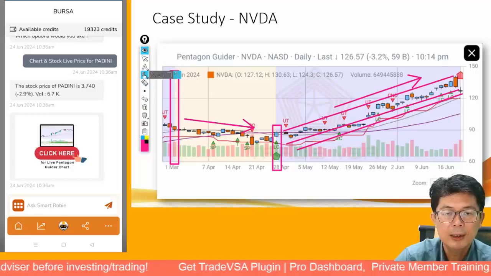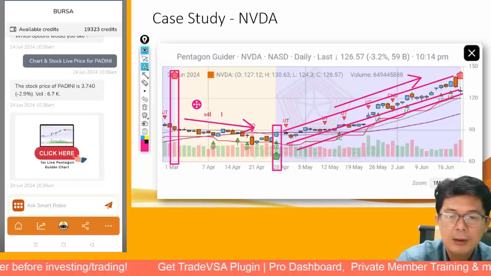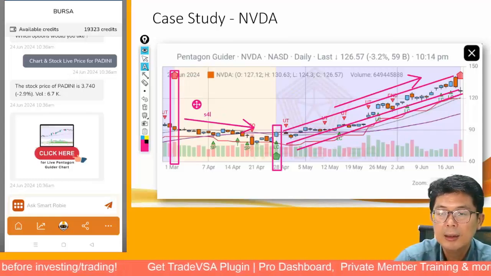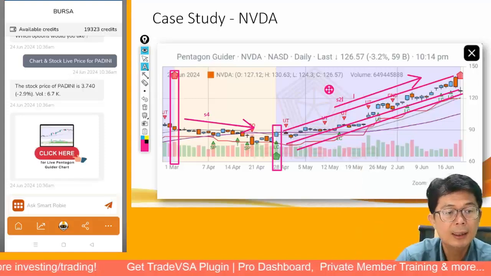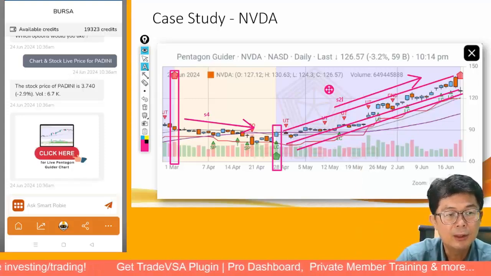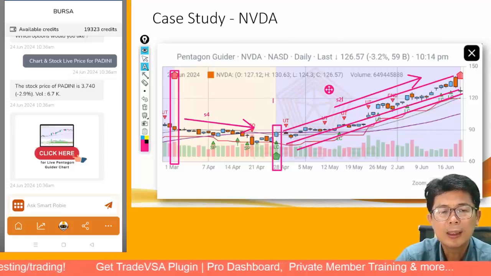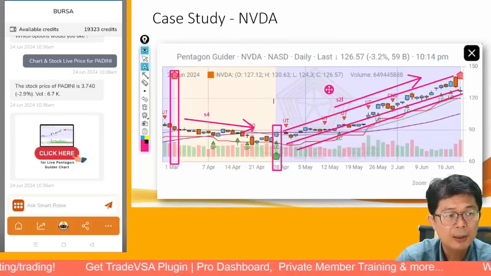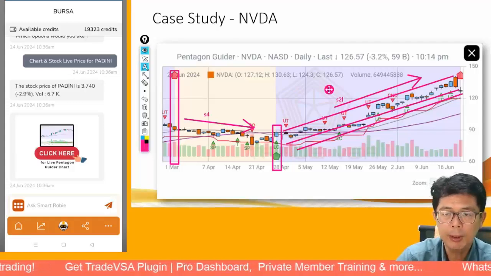So this is like your stage 4, and this is your stage 2. Stage 2 means the market is moving higher. So this is where the market moves higher. All of this is calculated and analyzed by SmartRobie. With SmartRobie in here, it will pick up the entry point.